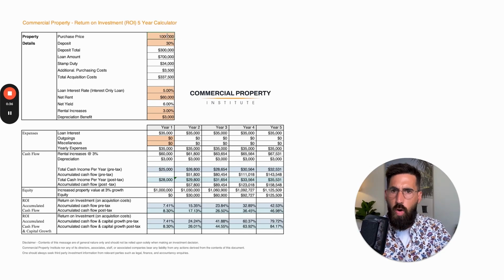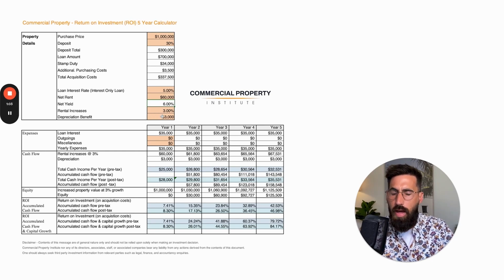Any cell that's in orange, you can change the value of. So that's such as the purchase price, the deposit amount, the loan interest rate, and this is for an interest-only loan comparison. The net rent, so that's the net yield effectively on the property as well. So $60,000 on $1 million is a 6% net yield. The rental increases, I've been conservative there at 3%. You'll typically get much higher than that. And depreciation, which you get back on tax time.